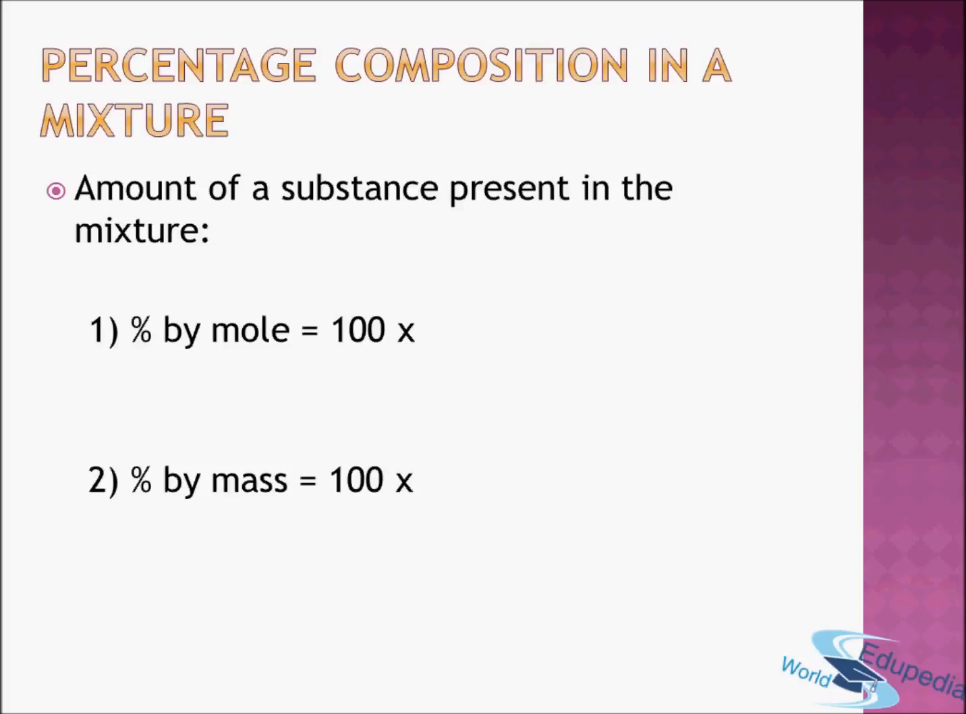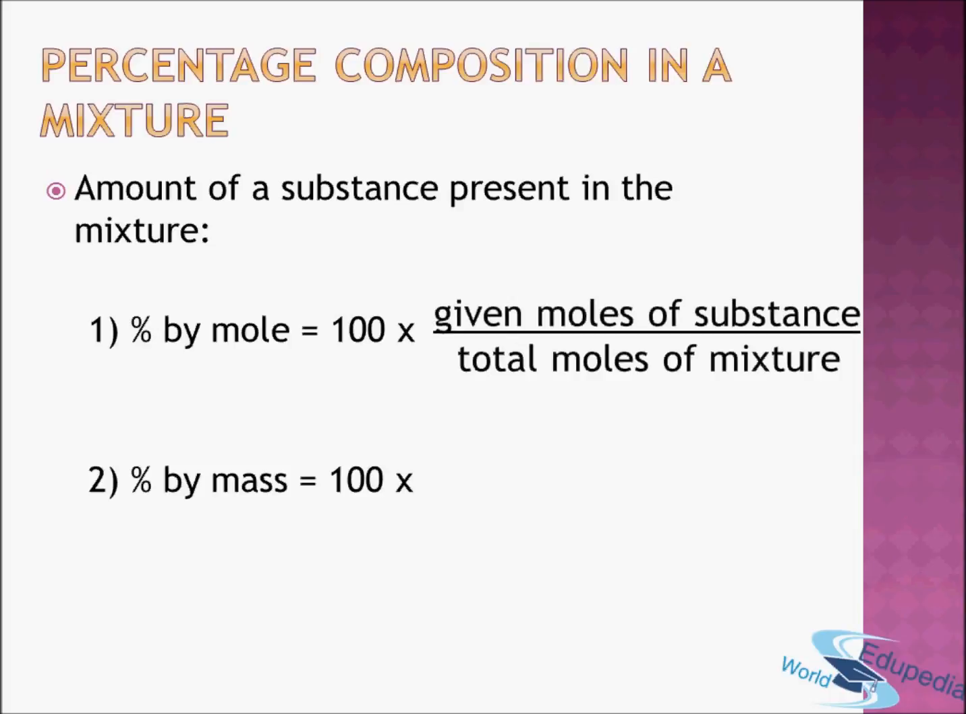So percentage by mole. Percentage by mole is calculated as 100 multiplied by the fraction. The fraction is given moles of substance divided by total moles of mixture. For example, let's say I have 2 moles of a mixture of water and ammonia. Out of those 2 moles, 1.5 mole is water and 0.5 mole is ammonia. So together they make 2 moles of mixture.